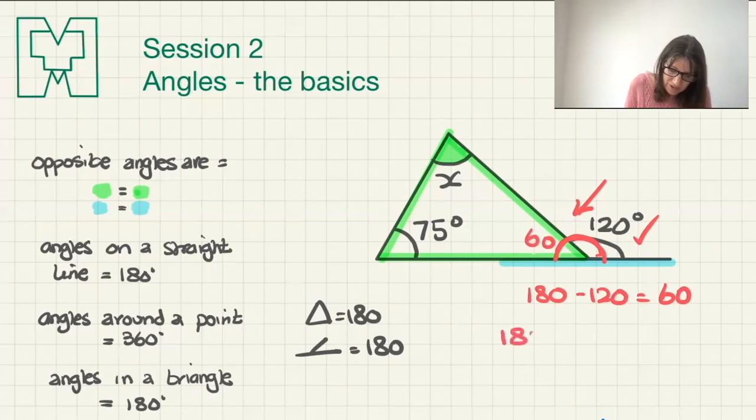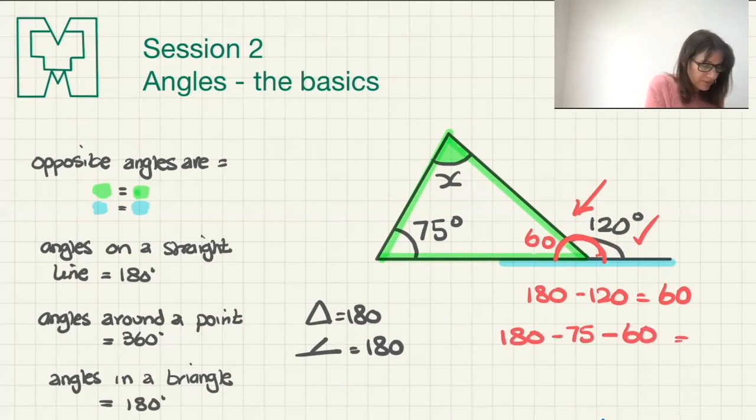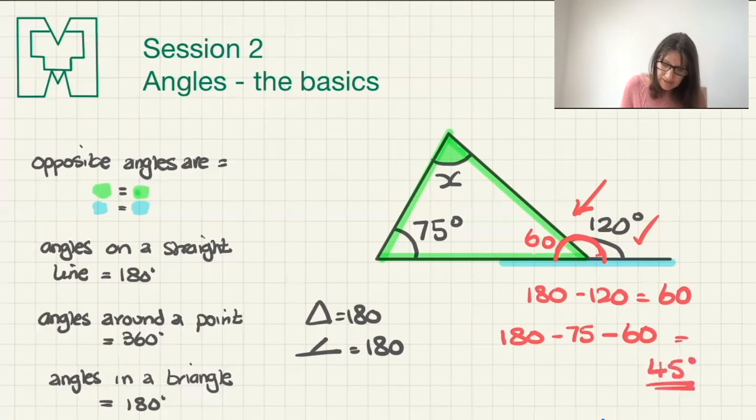Now I can do 180, take away the 75 they gave me, take away the 60 that I worked out. We pop that all in the calculator and we get 45 degrees. So if you did actually do that and get that right, absolutely brilliant. It was a harder question that I put down there because I need you to see how you use your basic skills in more complicated looking diagrams, because this is what we want to get to. We want to get to this kind of level if we can.